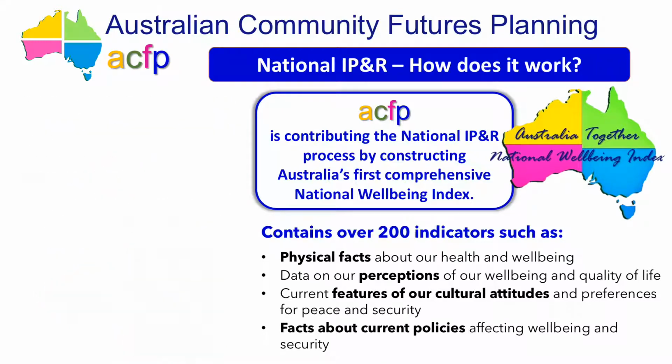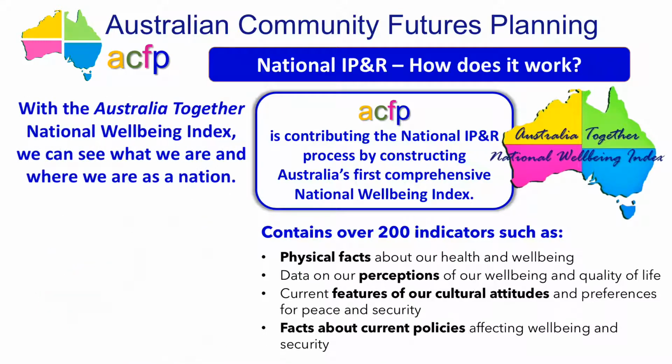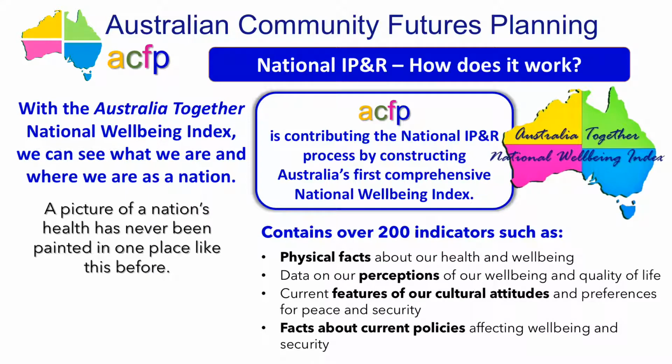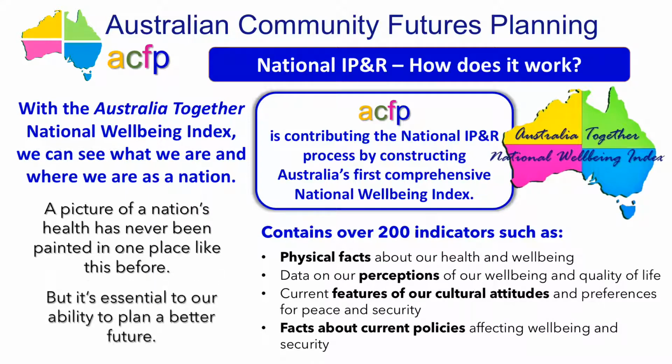It's important to paint them in full so that we can see what we are and where we are as a nation. From there, we can decide where we want to go as a nation. A picture of a nation's health has never been painted in one place like this before, but it's essential to our ability to plan a better future. The Australia Together National Wellbeing Index is expected to grow from just over 200 indicators in 2021 to well over 300 indicators in due course.